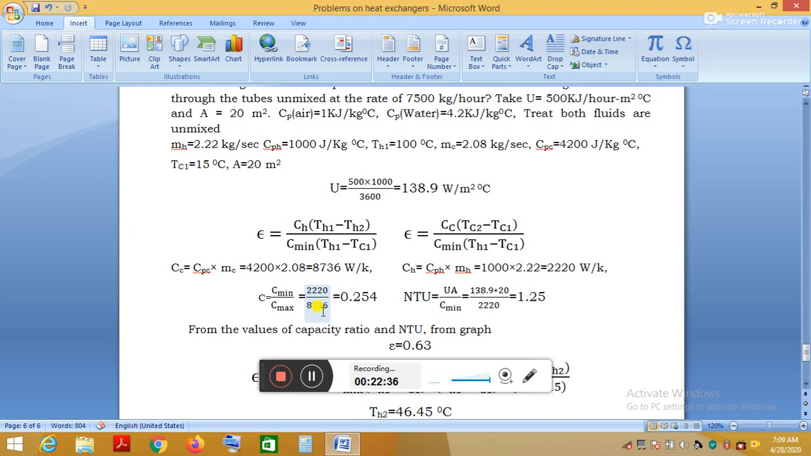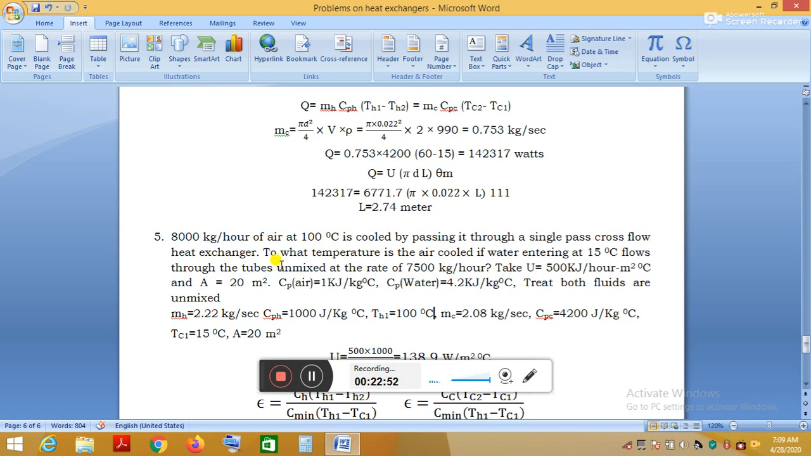For effectiveness, he has given different graphs: for parallel flow, for counter flow, for 1 shell pass and 2, 4, 6 tube passes. But our problem is a single pass cross flow heat exchanger, and both the fluids are unmixed. Both the fluids are unmixed. Therefore, for the effectiveness graph, go for the cross flow both fluids unmixed graphs.